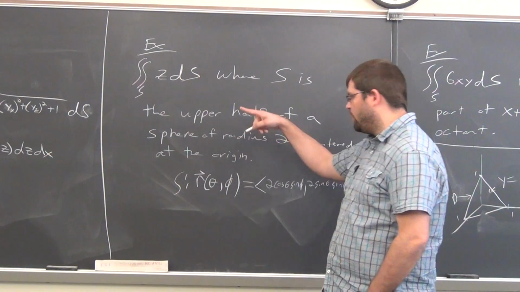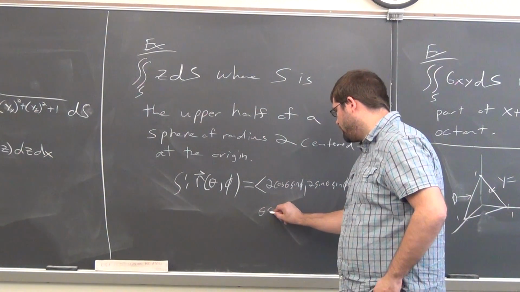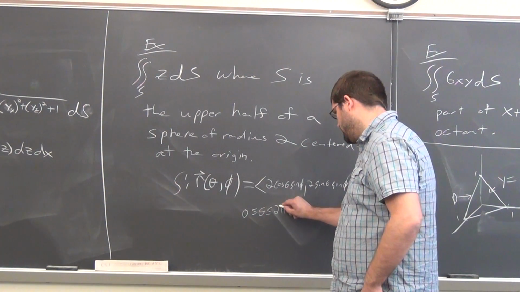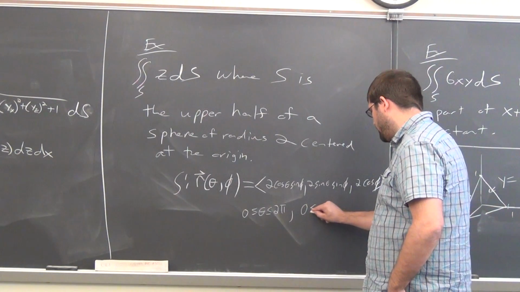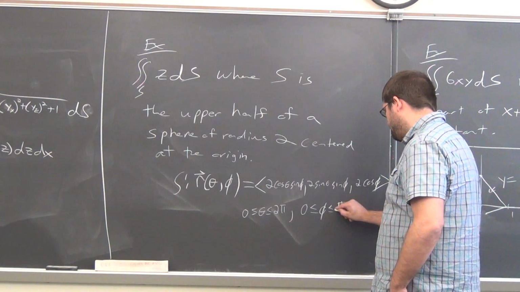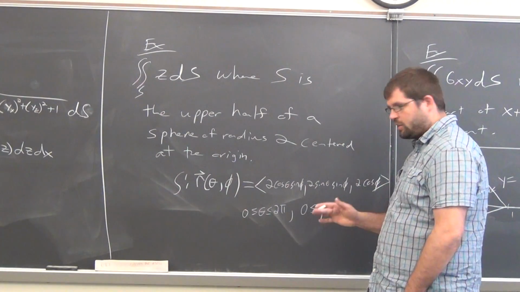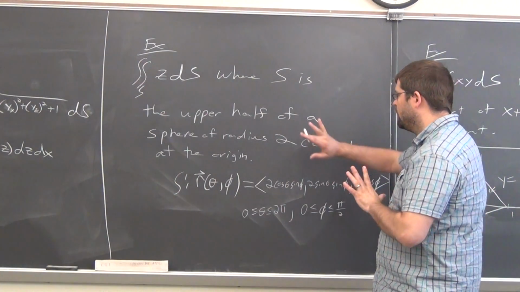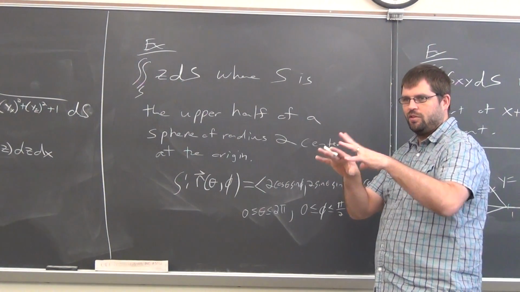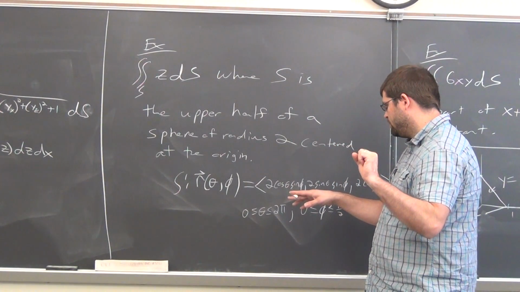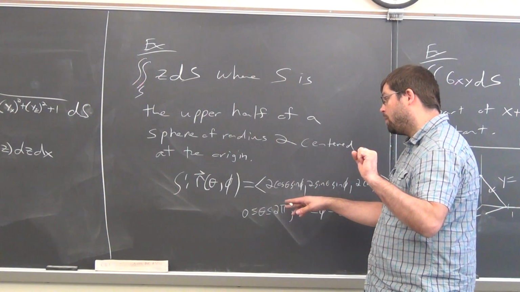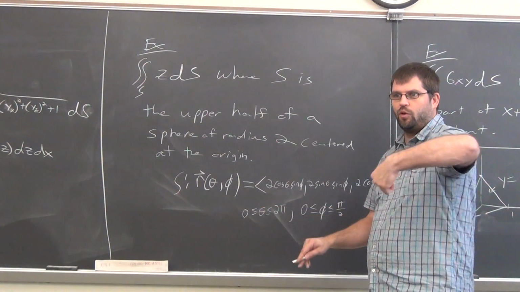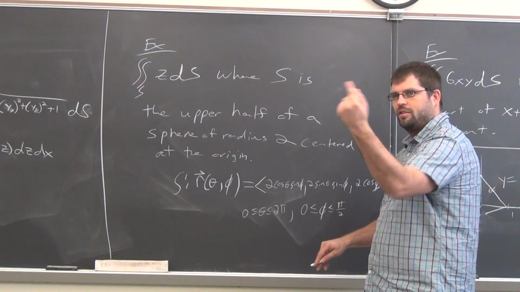And then this time, we want the top half, so what are the bounds? Theta goes from 0 to 2 pi, and then phi goes from 0 to pi over 2, right? If you wanted just the portion in the first octant, what would be the change? So, a part of the sphere in the first octant. Phi from 0 to pi over 2, and theta from 0 to pi over 2 for both of them, right? Because you just want to do 90 degrees in both directions.